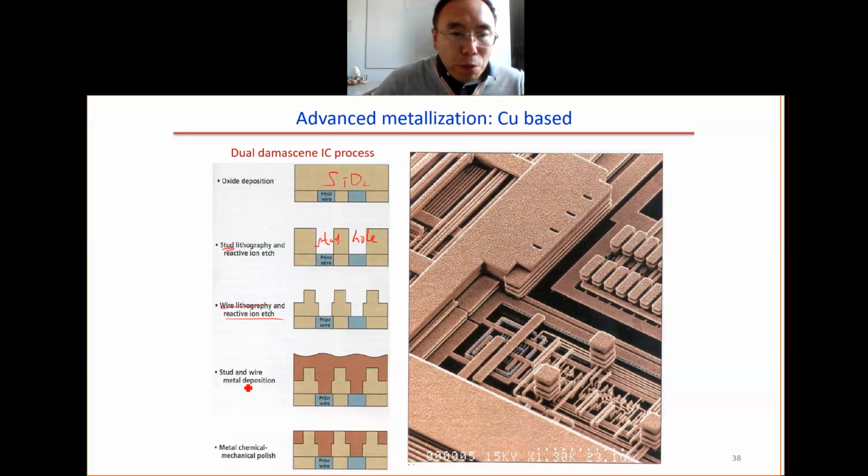Finally, we do the metal deposition by electroplating, which is the process to coat the metal. Finally, we do the planarization. We do chemical-mechanical polishing to smooth it out. This process is used for today's manufacturing of the interconnections.